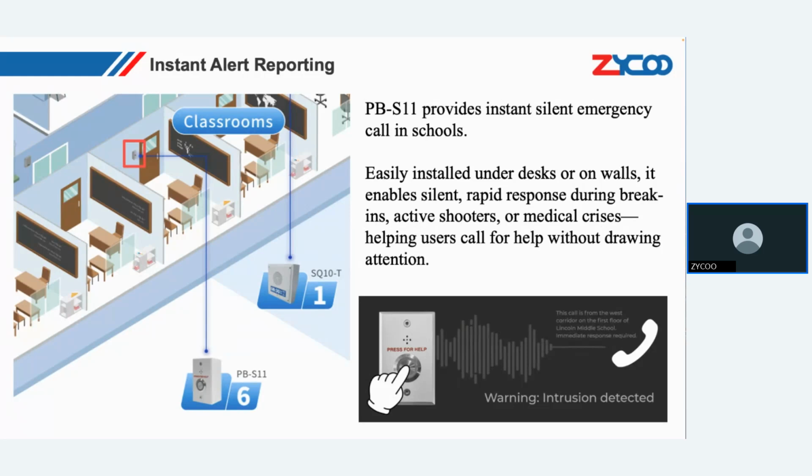emergency reporting is needed. And the PBX11 plays a critical role in instant alert reporting. Installed under desks or on walls, it enables silent emergency calls during break-ins, active shooter situations, or some medical crises.